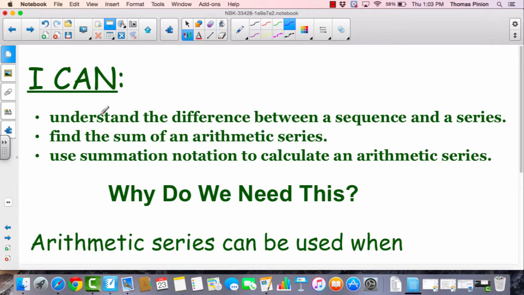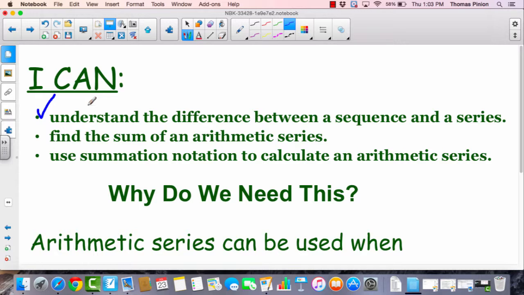Let's review our I can statements. Our first I can statement was I can understand the difference between a sequence and a series. Guys, real quick, with a sequence, you're just going to see a list of numbers with commas separating them. With a series, you're going to see a plus sign showing that they're being added together. Okay, that's the big difference. Sequence is just a list. Series is a sum, or a list of a sequence being added together.